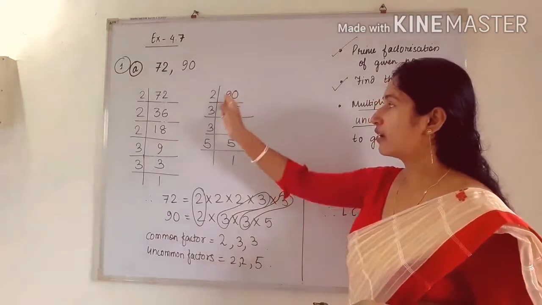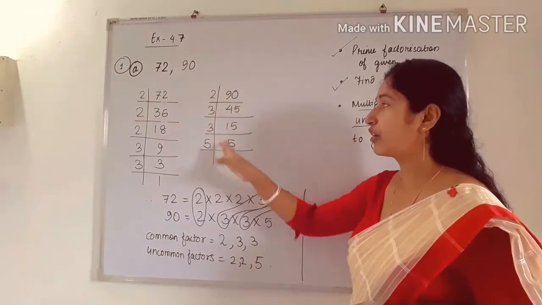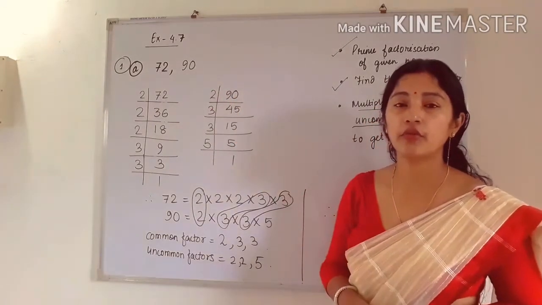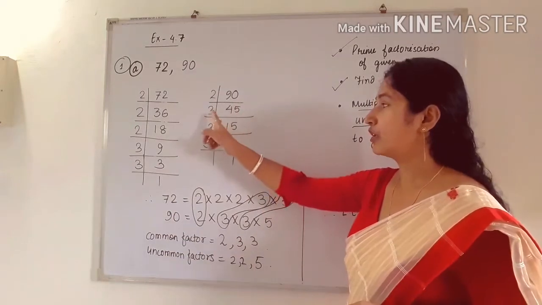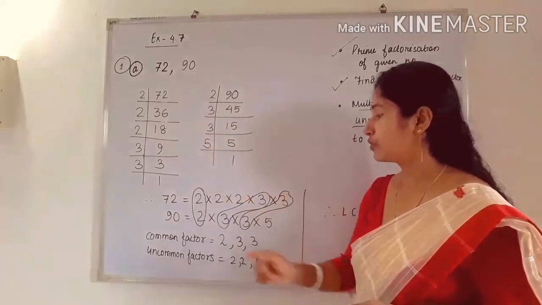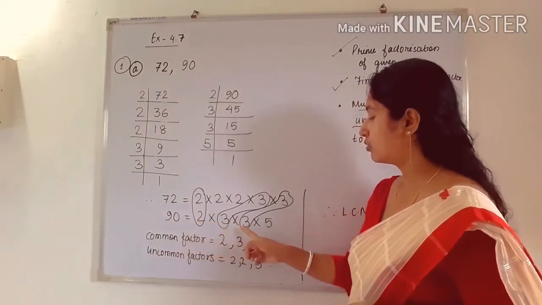Next, again 90. The same way you have to do prime factorization for this. This is divisible by 2 first of all, so we start with 2, then 45, which is divisible by 3, then again 3, then 5. So again I have written the prime factorization for 90, that is 2 into 3 into 3 into 5.